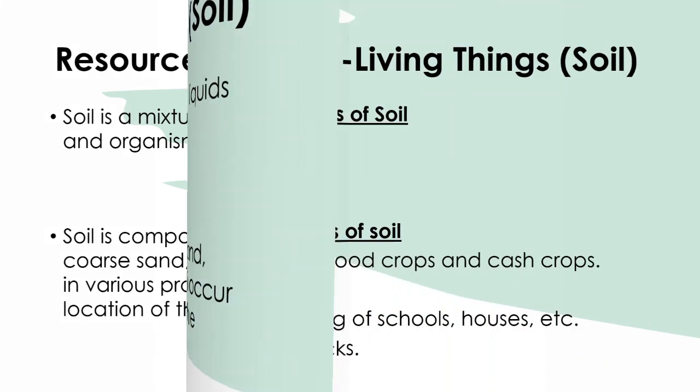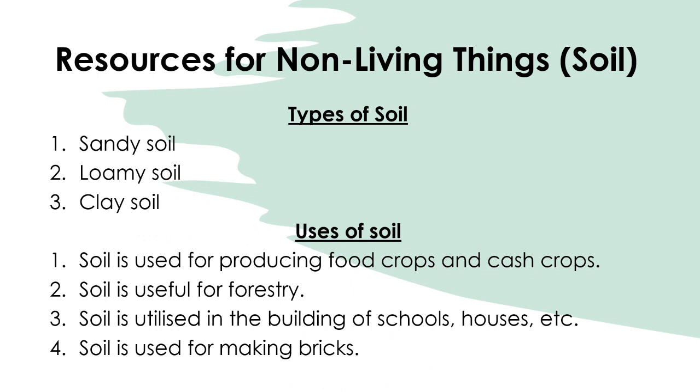Types of soil: we have sandy soil. Sandy soil contains mainly sand and silt with a small percentage of clay. Number 2, loamy soil is a good mixture of large and small particles with a lot of humus. It is the best soil for farming. Loamy soil is the best soil for farming. Number 3, clay soil contains a larger percentage of clay than sand and silt. It retains water.